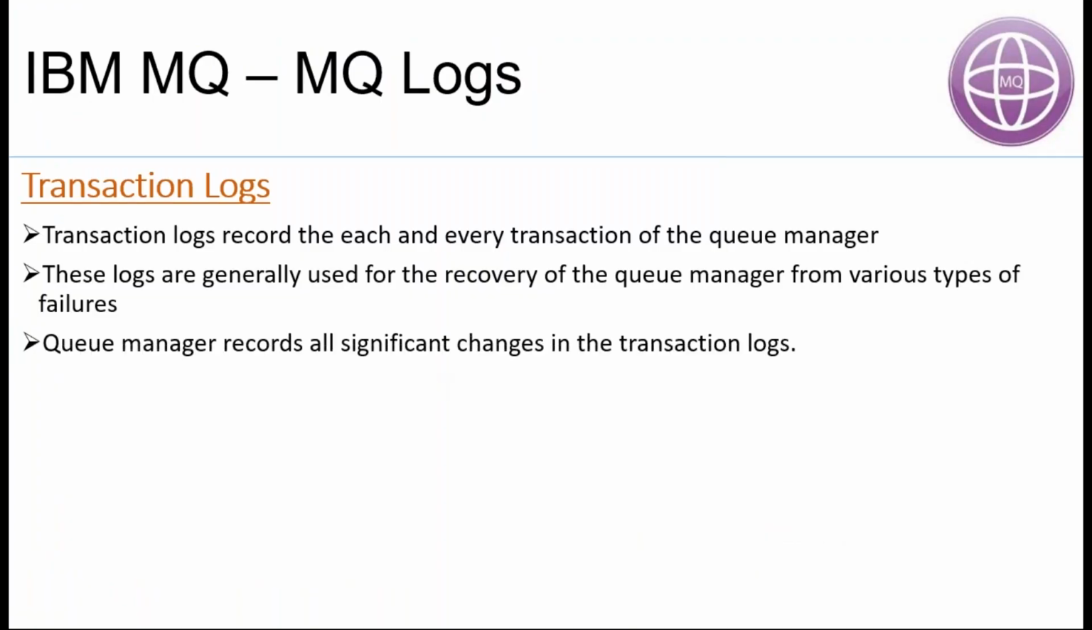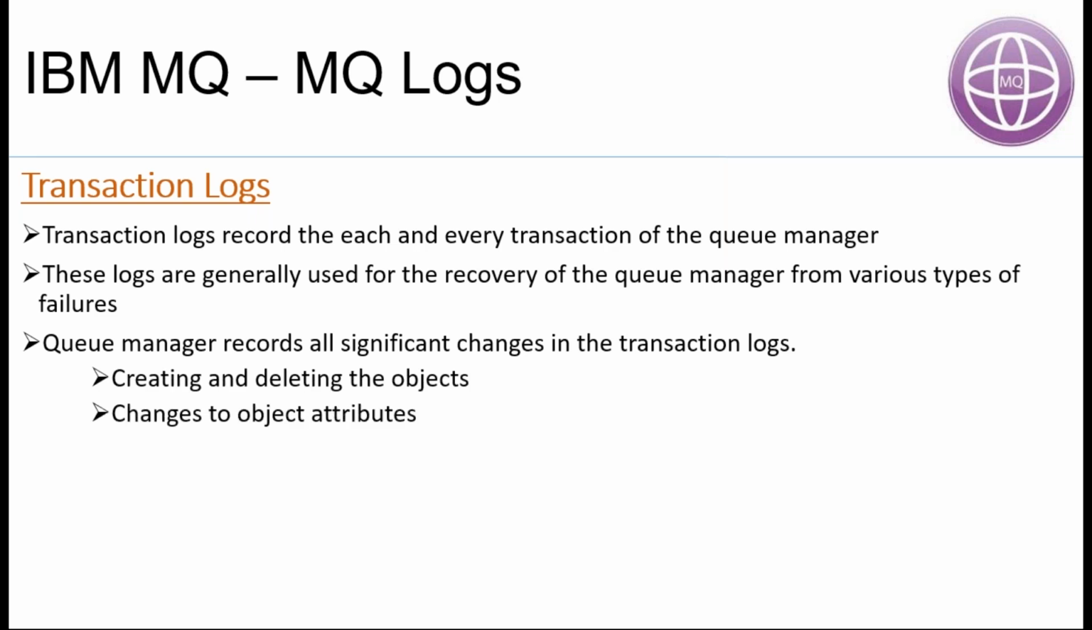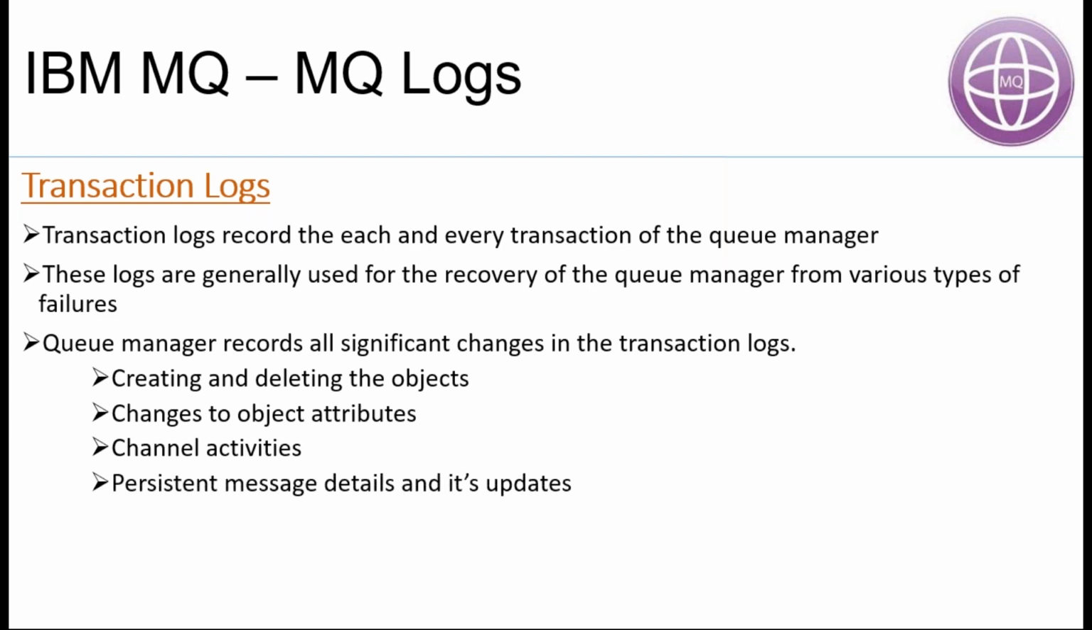So the queue manager records all significant changes in the transaction logs. It means when we create any object in the queue manager, it's a transaction that will be recorded in the transaction logs. When our application connects to the queue manager and puts a message, it's a transaction related to the queue manager, and that will be recorded in the transaction log. Creating and deleting objects, changes to object attributes, channel activities like starting a channel or stopping a channel, that is also a transaction. Persistent message details and its updates, like whenever a persistent message enters the queue, that will be updated in the transaction logs.